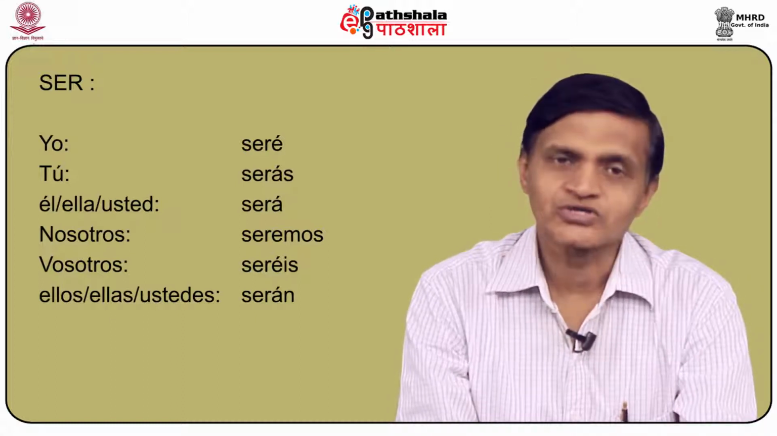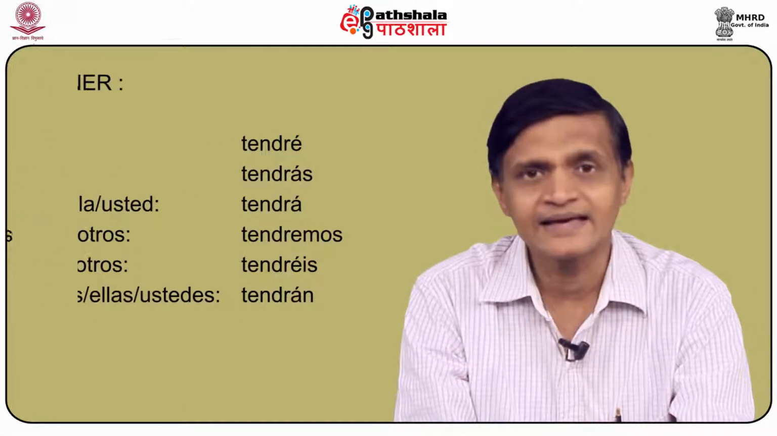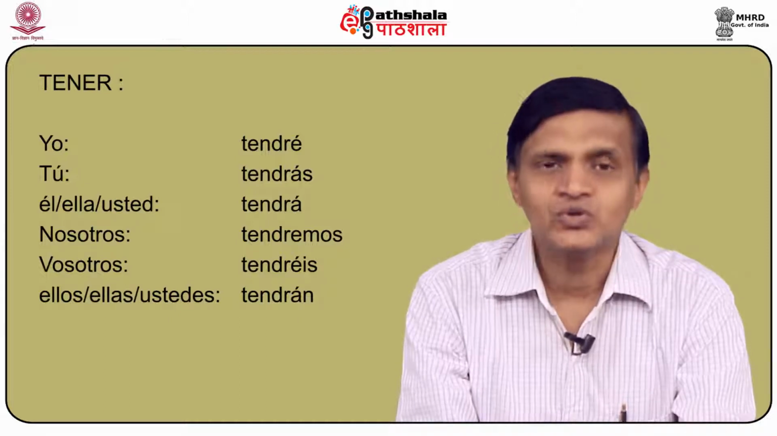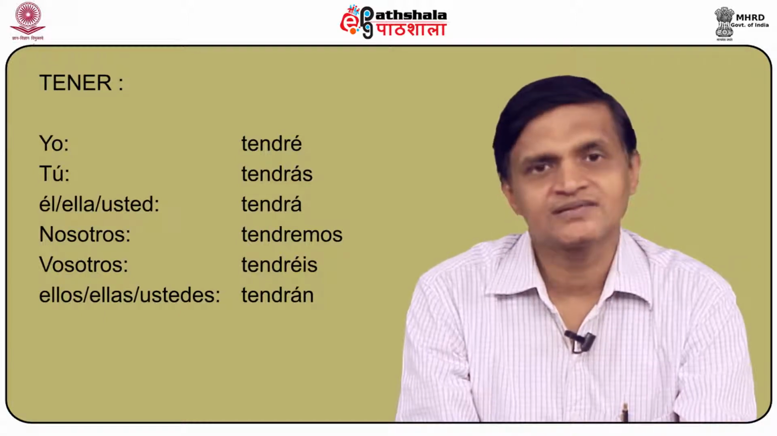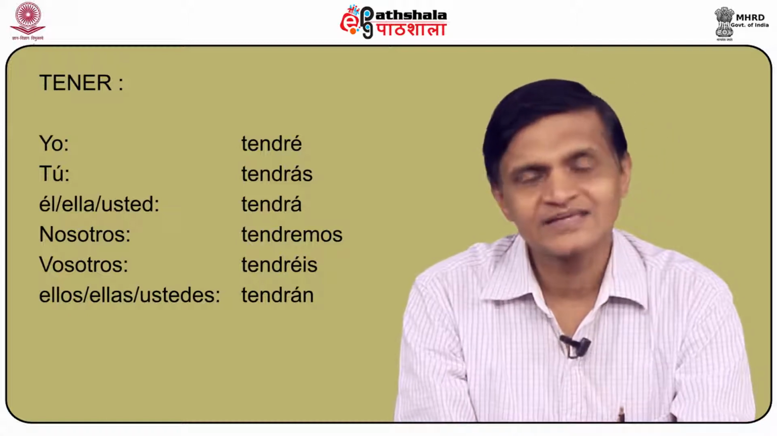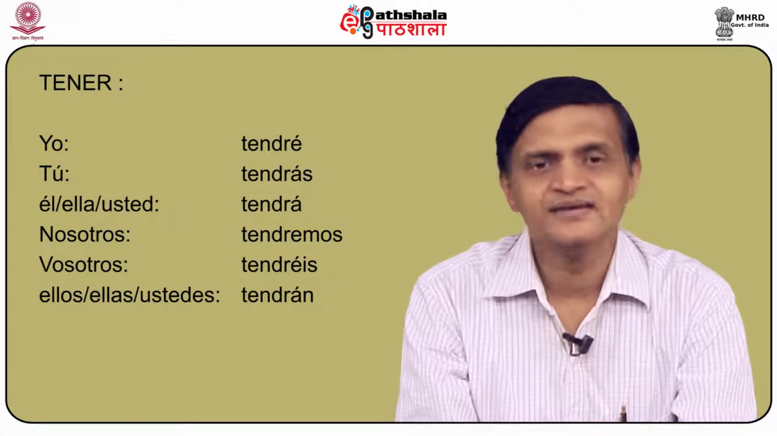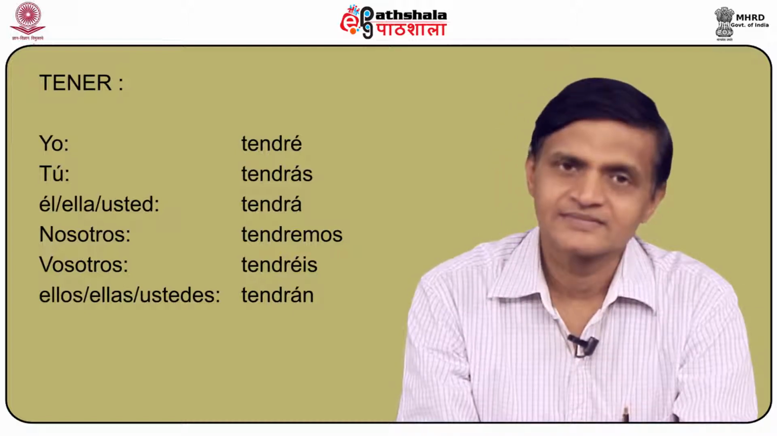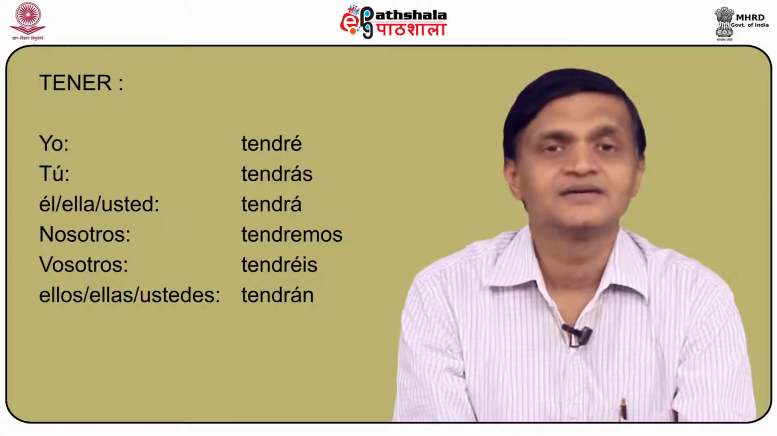How do you do the conjugation of another verb which is very important and very frequently used in Spanish, which is tener, to have? The conjugation of tener is yo tendré, tú tendrás, él, ella, usted tendrá, nosotros tendremos, vosotros tendréis, and ellos, ellas, ustedes tendrán. I repeat, tendré, tendrás, tendrá, tendremos, tendréis, and tendrán. It is very easy and it is very important to learn a verb like tener.